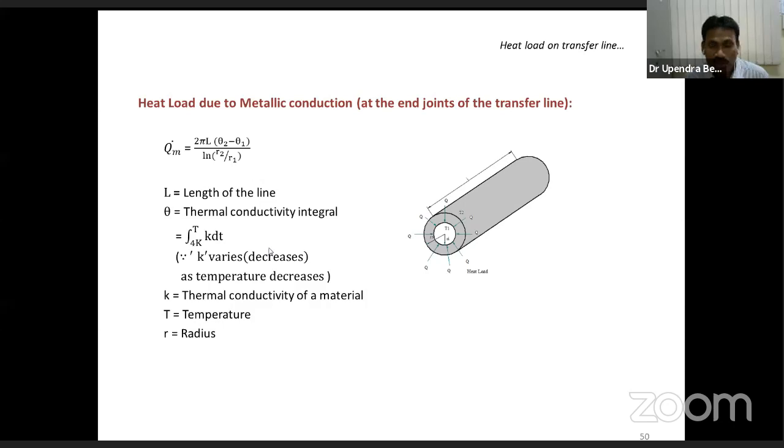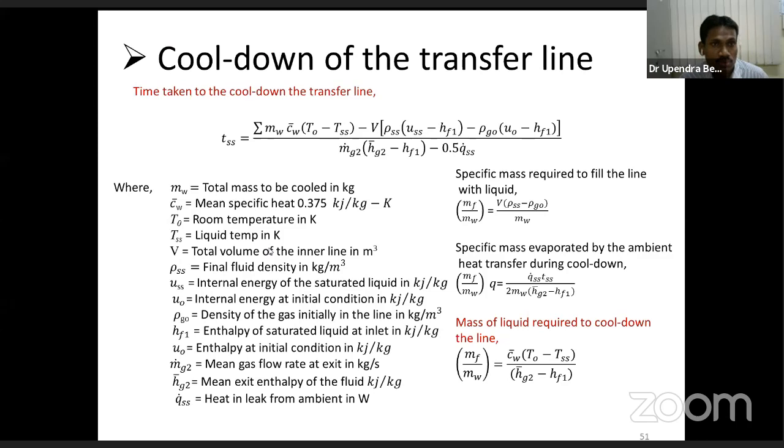From that, one can find out the total heat load due to metallic conduction. And from this equation, one can find out the time taken to cool down the transfer line. The time taken to attain the steady state is given by the summation of m dot, the total mass of the transfer line that needs to be cooled, times the mean specific heat for the material, and then T0 minus TSS, room temperature minus steady state temperature of the liquid, minus B, that is the volume of the inner line, and rho SS, that is the density of the fluid at the final steady state, multiplied by USS, that is the internal energy at steady state, minus HF1, which is the enthalpy of the saturated liquid at the inlet condition, minus rho G0.